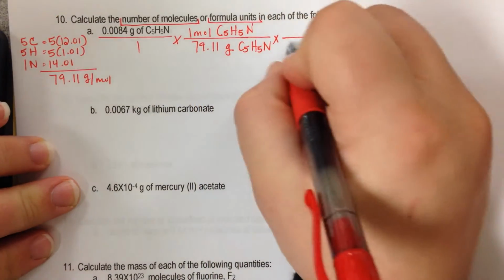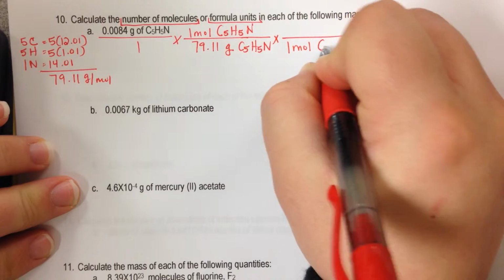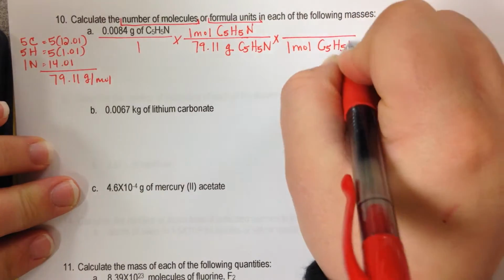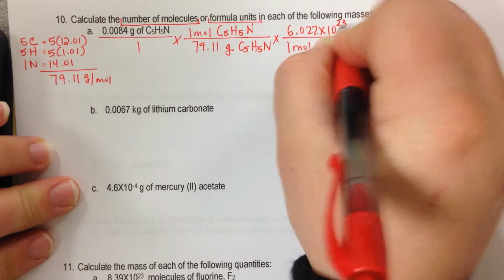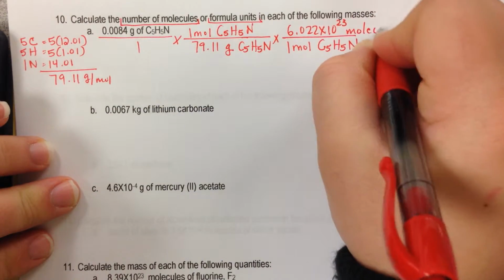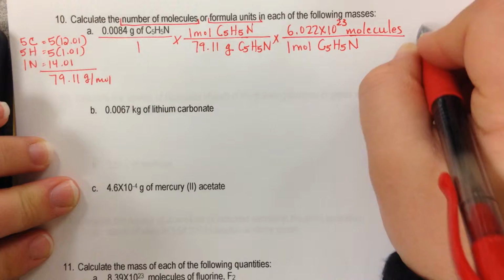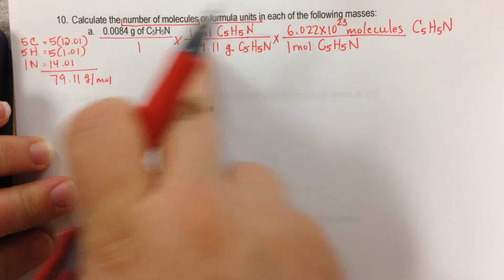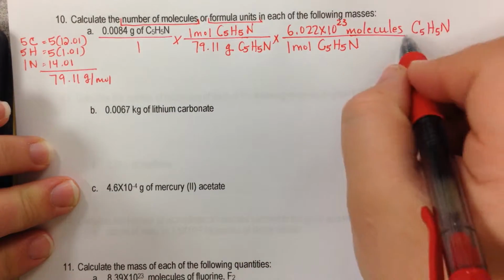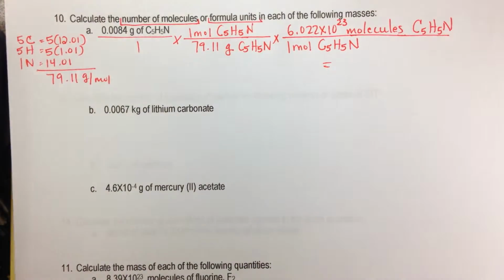And then from here, 1 mole of C5H5N is equivalent to 6.022 times 10 to the 23 molecules of this substance. Now don't be lazy and stop writing the unit and the substance. That's a requirement of dimensional analysis.